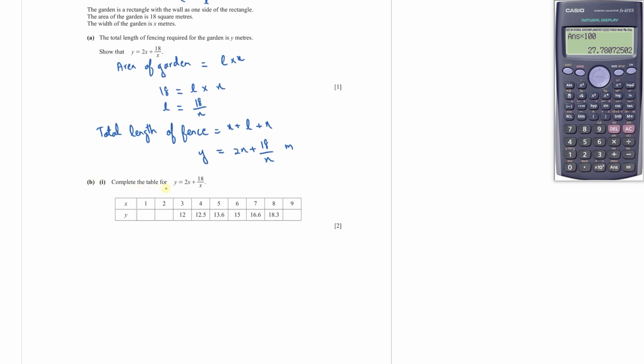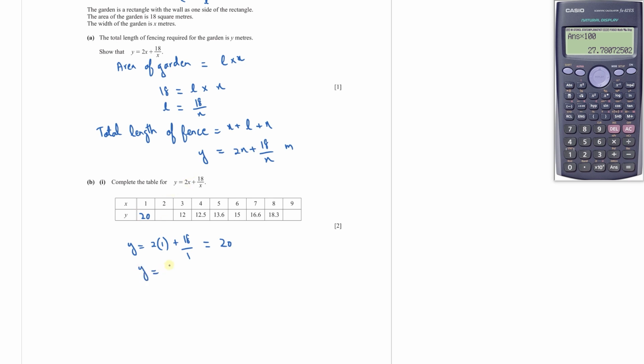Part B1 is complete the table for y equals 2x plus 18 over x. So these are the missing values. Let's substitute x equals 1 first of all. So this is 2 into 1 plus 18 over 1. So this will be 2 plus 18, which is 20. So this value here is 20.